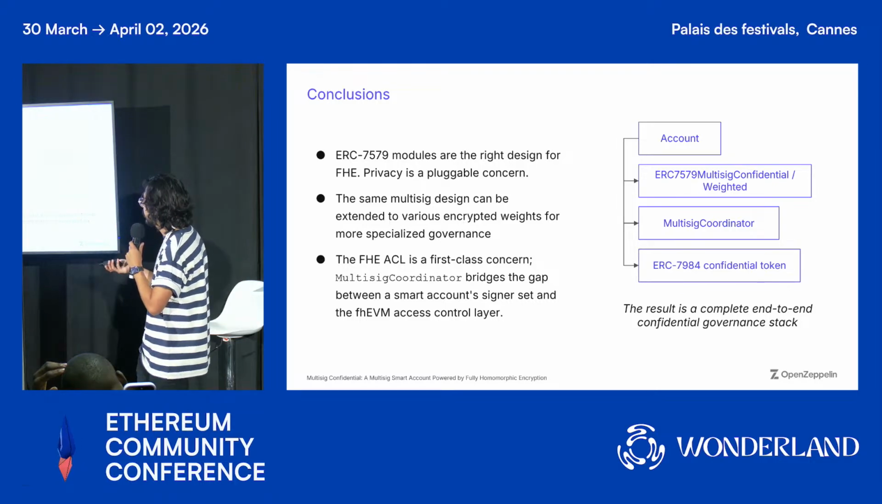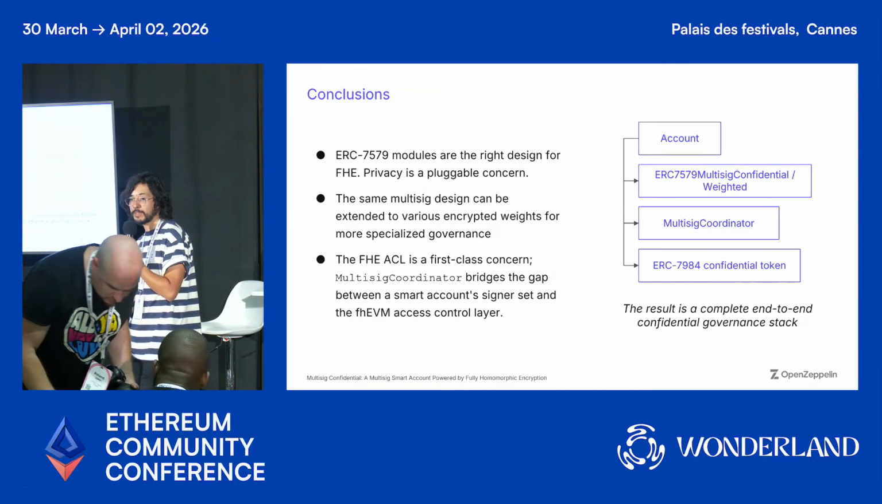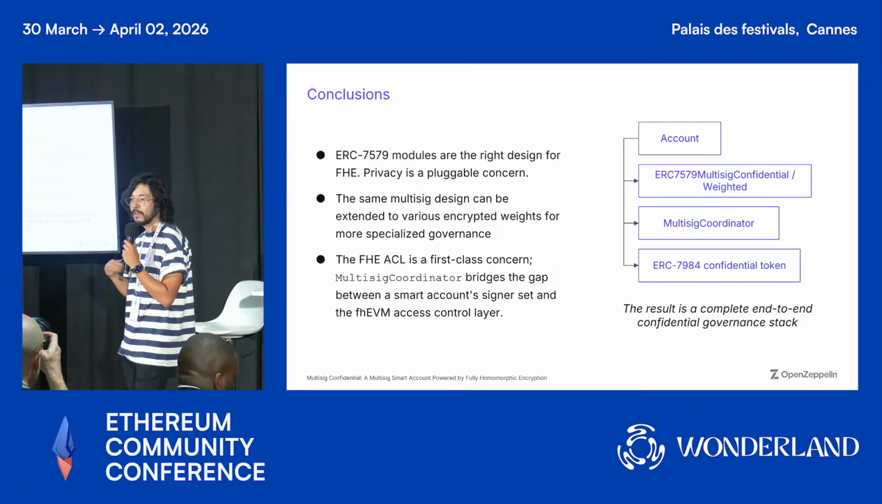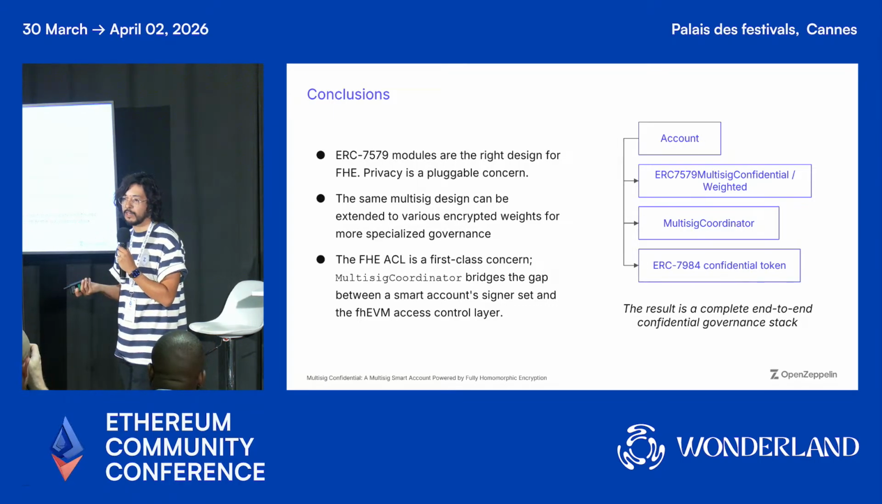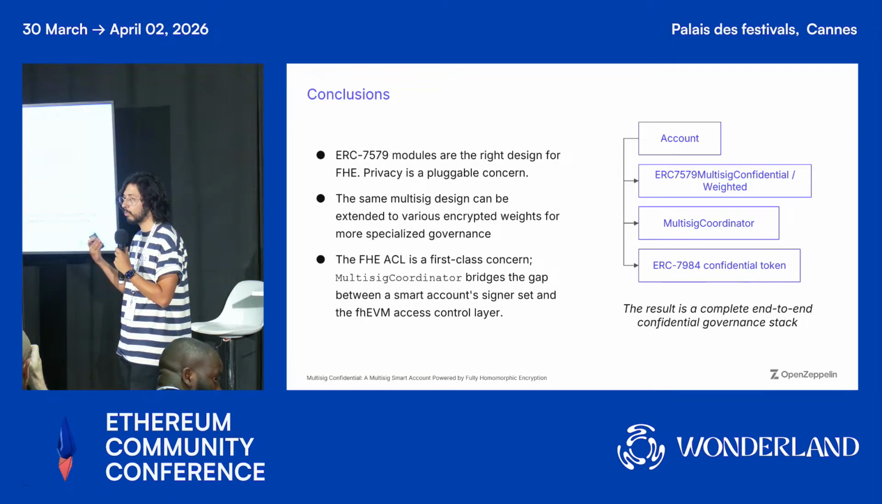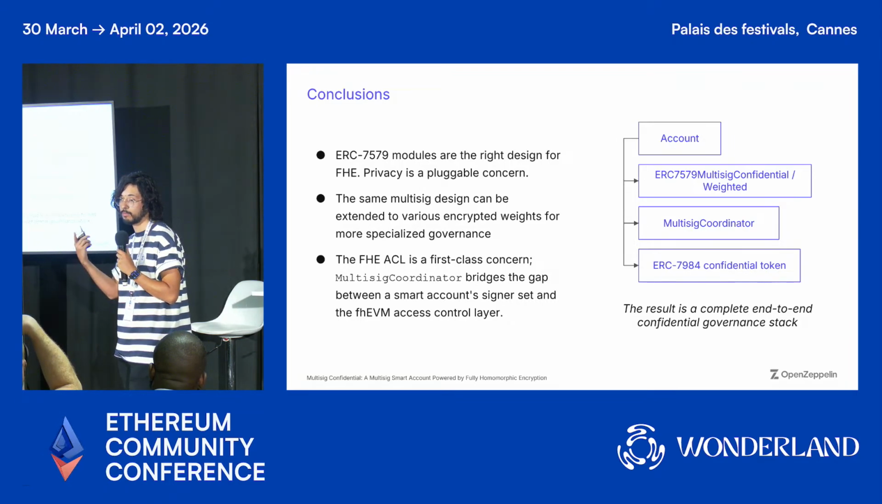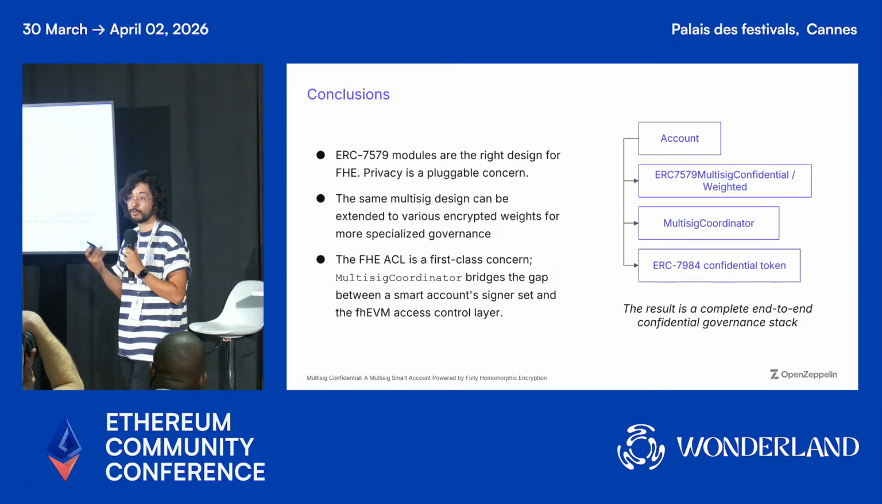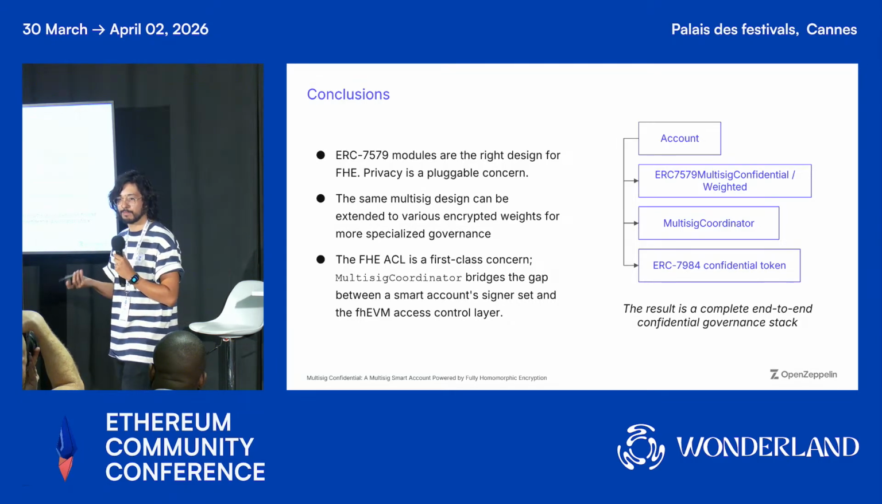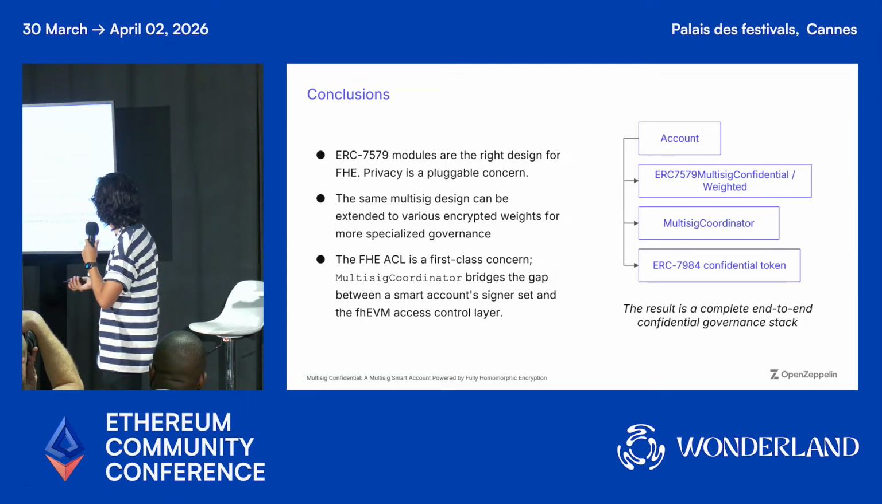Also, the same multisig can be extended to various encrypted signers, and you can even add encrypted weights per signer. Imagine we actually have a variant of this in which each one of the signers has a different weight towards the threshold. So you can have a 2 out of 3 multisig, but one of the 3 signers has a weight of 3, so they alone can approve operations, right?